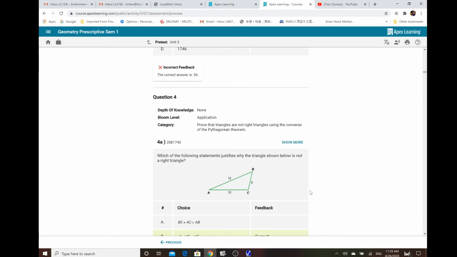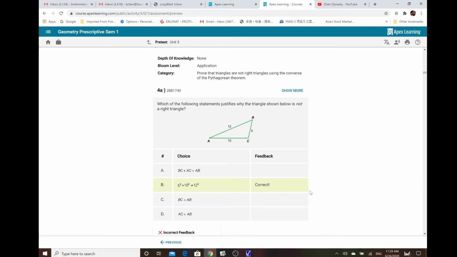So now what about question 4 here? Question 4 looks like this one, it's not a right triangle, it's a scalene triangle. Which of the following statements justify why the triangle shown below is not a right triangle? In order to prove that it's not a right triangle, you want to show that a squared plus b squared cannot be c squared. Again, a squared plus b squared does not equal c squared. So the correct solution for this one would be selection B, showing that a squared plus b squared does not equal c squared.